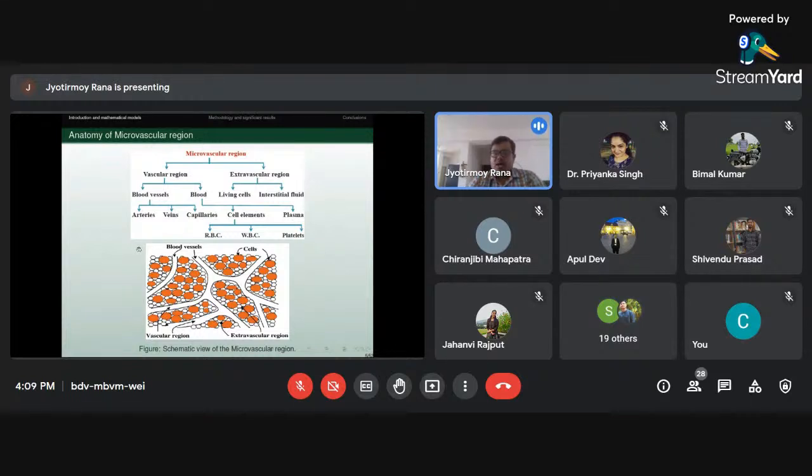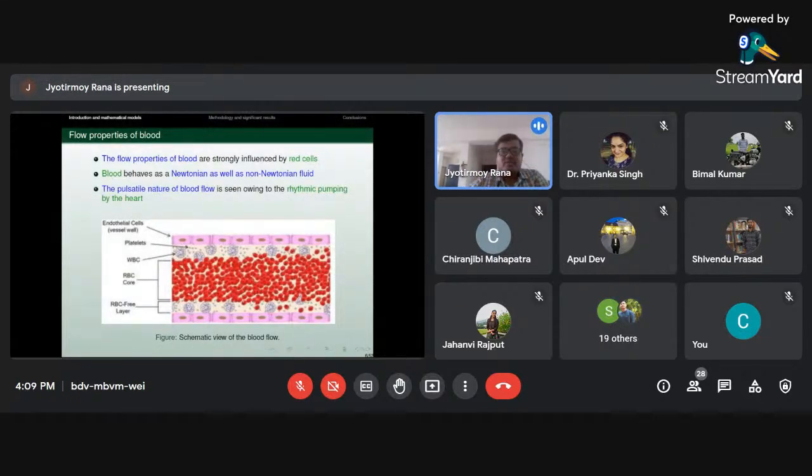So in our study, we are only focused on the solute dispersion process in the blood flow through the small arteries. So this is the symmetric view of the microvascular region, and we can see the blood vessel, and outside the blood vessel there is the tissue region.